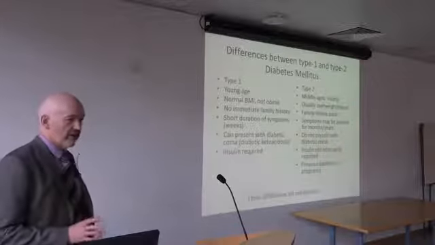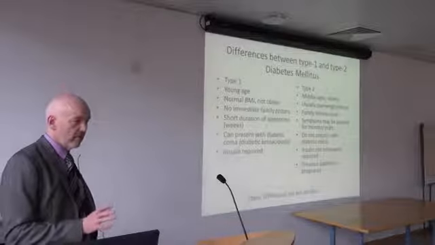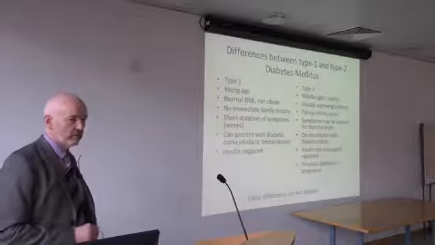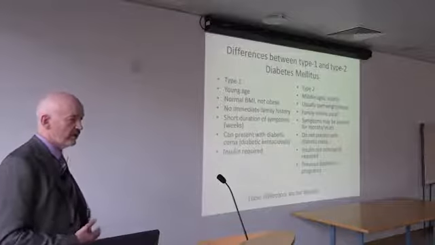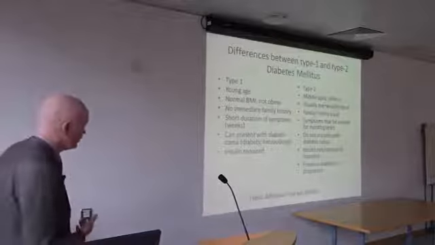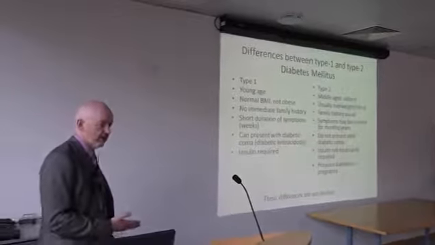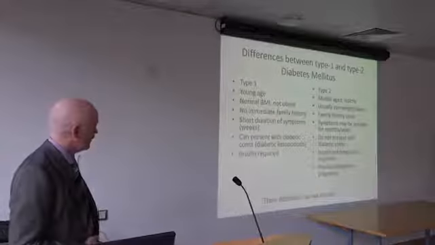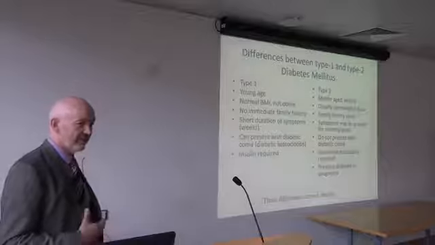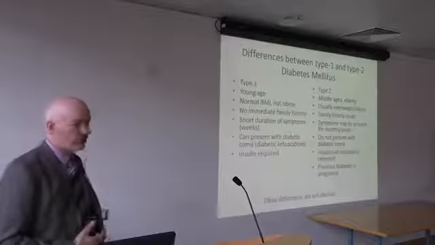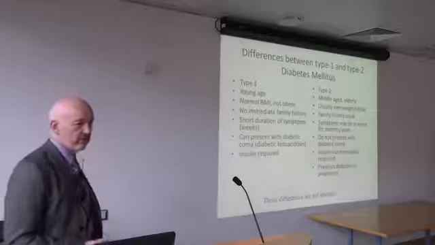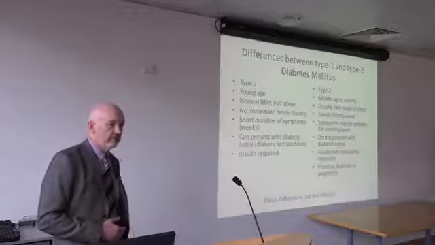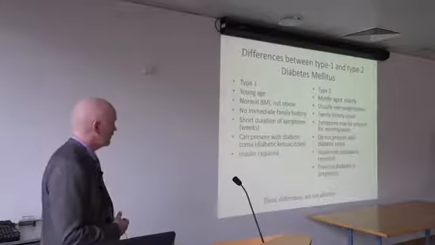Although I'd have to say over the last 20 years the margins between those are very much blurred, and with the obesity we now see even in young children, we can see type 2 diabetes in young age groups, and we also see sometimes type 1 in the older population. So the patients with type 1 tend to be slim, whereas the people with type 2 are usually overweight or obese.